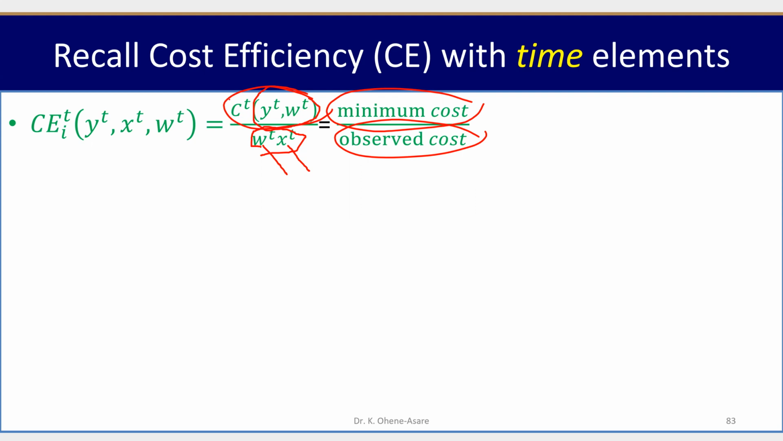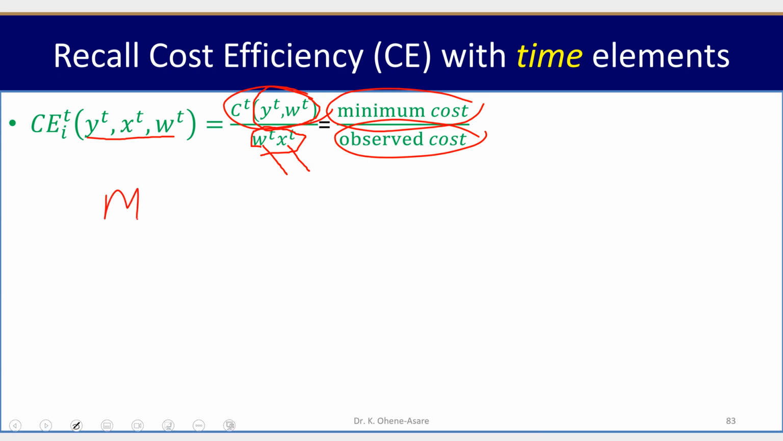So the minimum cost is like a benchmark. It is like a standard everybody wants to reach. But everybody will have their own observed cost, and their goal is to minimize that. Therefore, the cost efficiency, which captures all these three elements because it is handling both minimum and observed cost, is just the ratio of the minimum to the observed cost. So to get the minimum cost, you need to have the observed cost. That is what I mean.